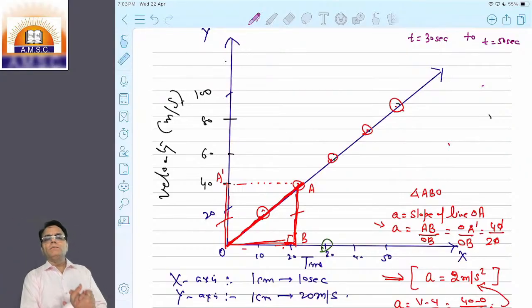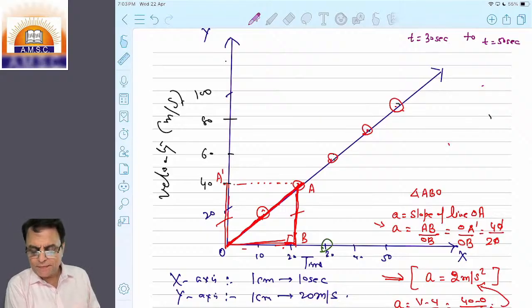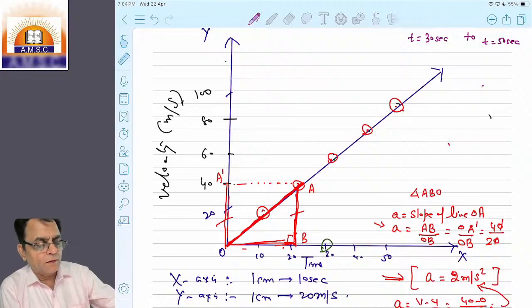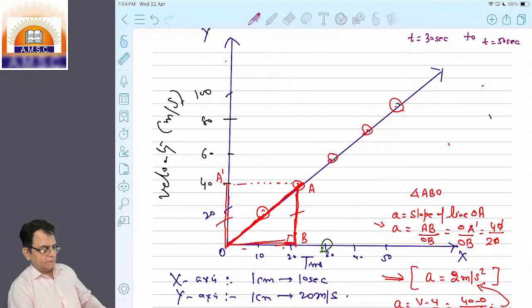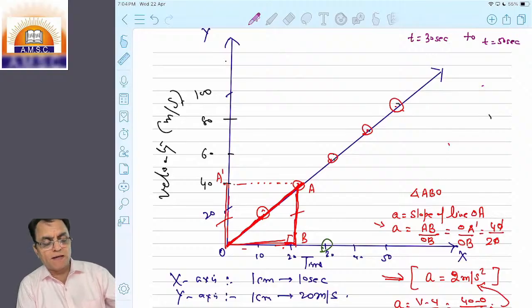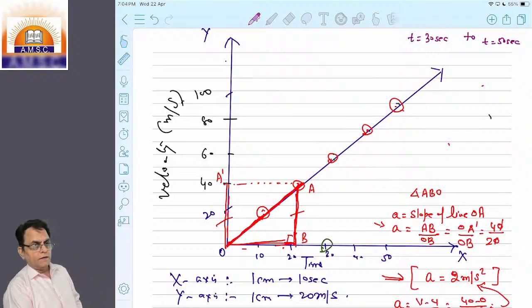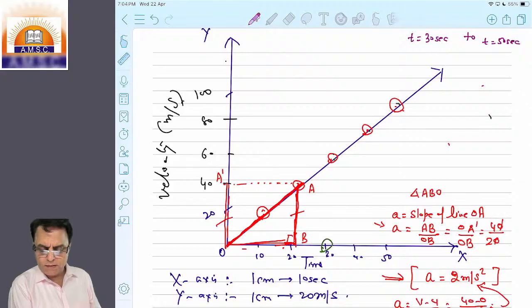Write this question, please write the question. Everybody do write the question. What is the value of acceleration graphically in a time span from 30 seconds to 50 seconds?